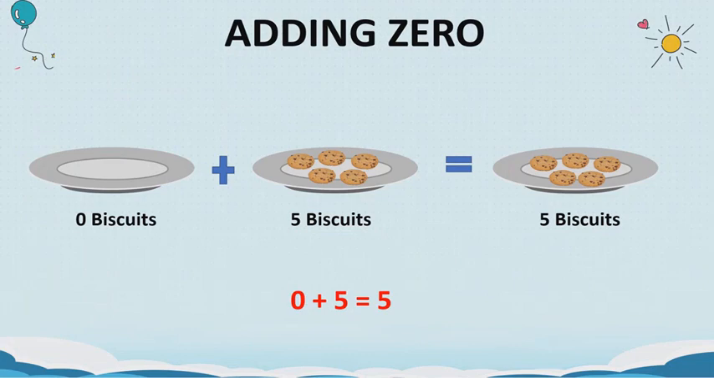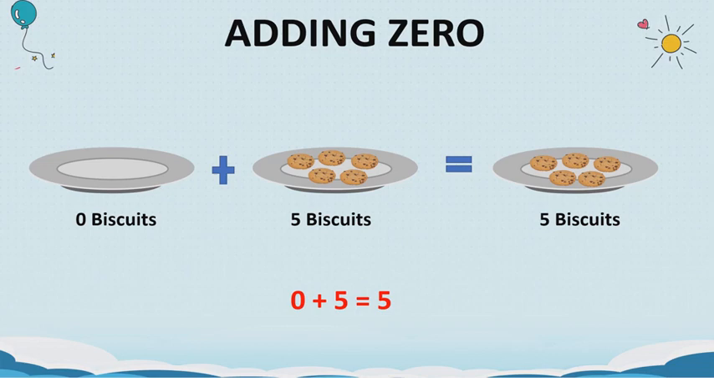Now if we add a number with 0, in the first place 0 is given and in the second place a number is given. Here is an example of biscuits. 0 biscuits plus 5 biscuits. Then what will be the answer? In plate 1, no biscuits, 0 biscuits. And in plate 2, 5 biscuits.